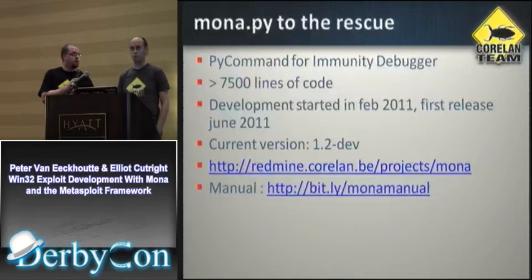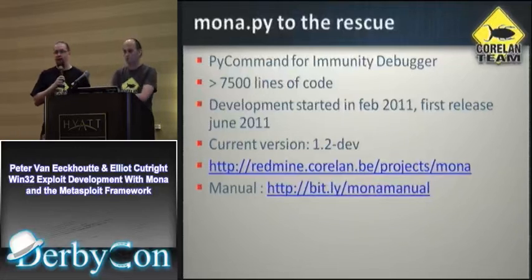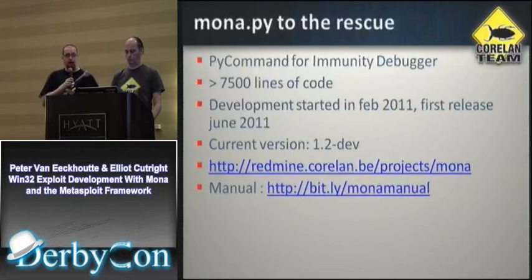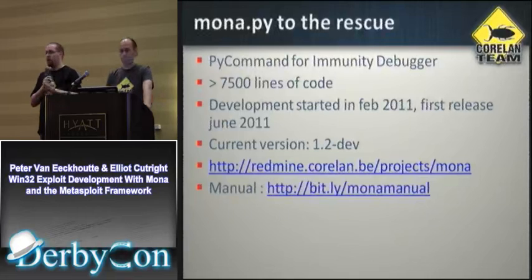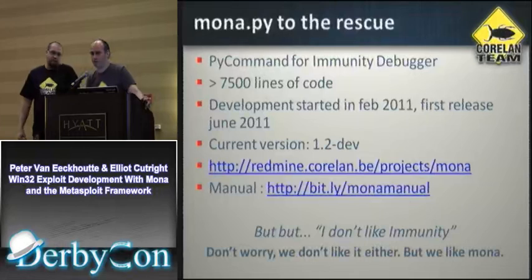We're currently at 1.2 dev. This is a full-on replacement and rewrite of pvefindaddr. So if you're still using that plugin, guys, please switch to Mona. It's faster and has a lot more functionality that we're going to go over. You can grab it at redmine.corelan.be, and the manual is out there. Please read the manual. We're going to go over many of the features here today, but the features are all detailed and written down in the manual. And if anyone says, I don't like Immunity Debugger, don't worry. We don't like it either, but hey, it has Mona.